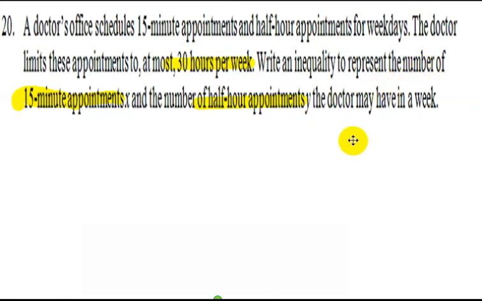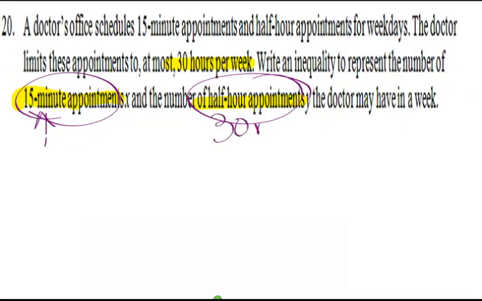our equation and how to set it up. So we know that he's going to have 15-minute appointments and half-hour appointments. So we're going to set those up first. So notice that we have minutes here. Half hour would be how many minutes? 30 minutes. And then we have 15 minutes. And then we have 30 hours. Let's first convert everything to minutes.